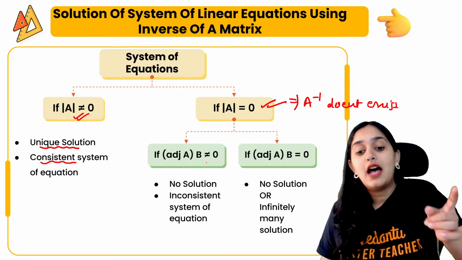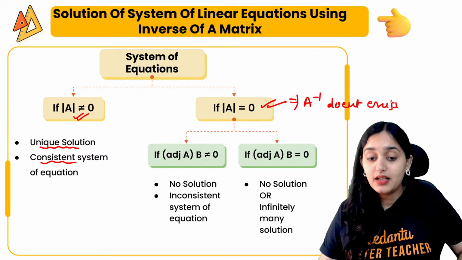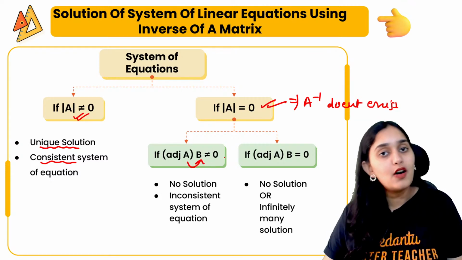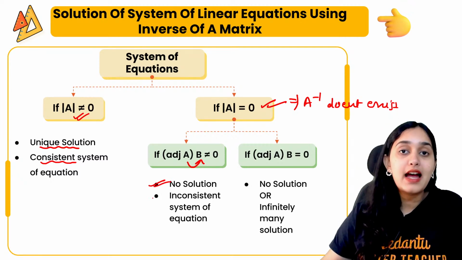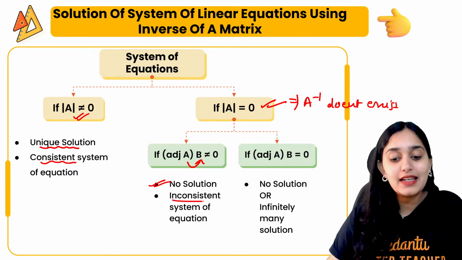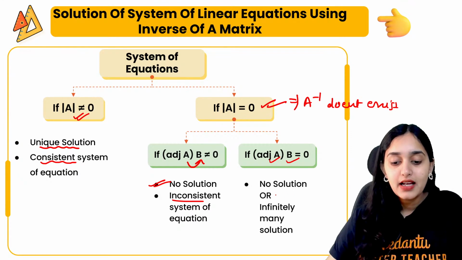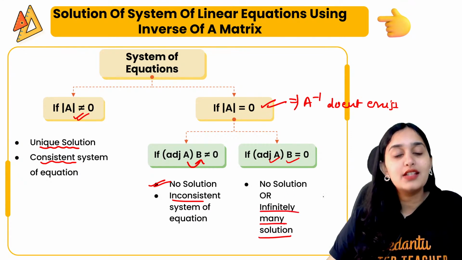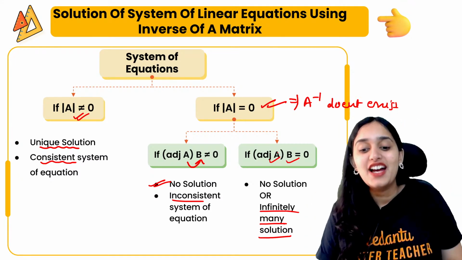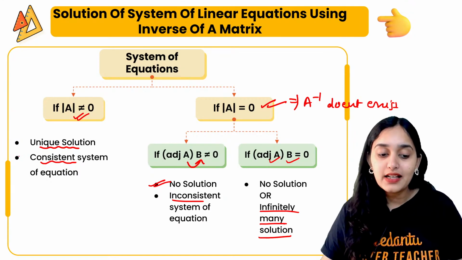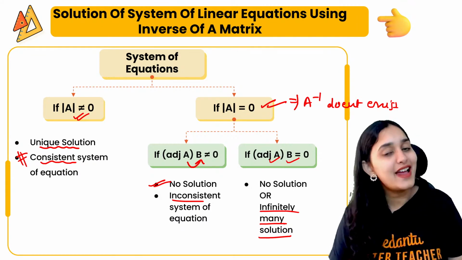Now after this you have to understand that the determinant is 0, but is adjoint of A into B also 0 or not 0? If it is not 0, then you can directly say that no solution exists and it is an inconsistent system. If adjoint of A into B is also 0, then either infinitely many solutions exist or no solution exists. We can't decide. It is only consistent when you have a unique solution, that means you are able to find the x, y, z values.